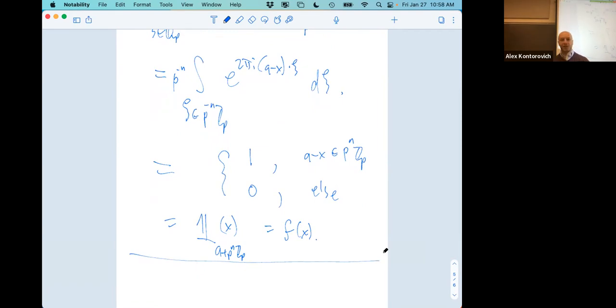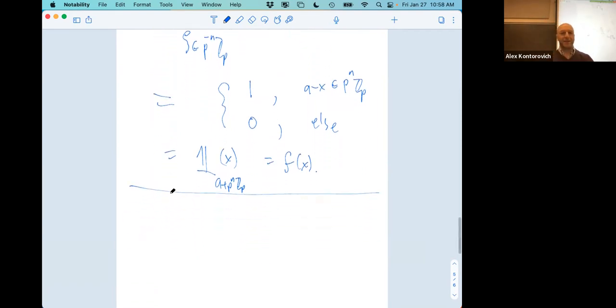Good. Okay, let's get to Adeles. So have I done everything I wanted to locally? If not, I'll come back to it. And I think I've done everything I wanted to locally. On the p-adic components, but now we want to put everything together. So let's talk about the Adeles.